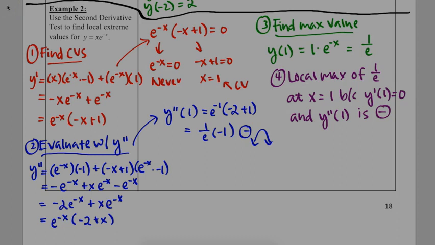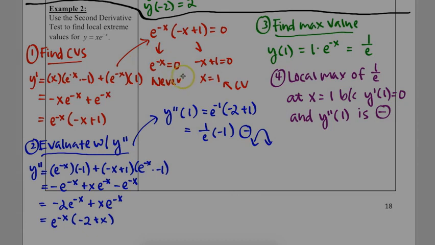All right, hopefully you've had some time and tried it out yourself. So I'm going to talk you through what I did. First thing I did was find our critical values. I used the product rule to help me find y prime. I did some algebraic manipulation and simplified my first derivative because I knew I was going to have to find critical values from it, and it's going to be easier after simplifying. So I got e to the -x times (-x plus 1).